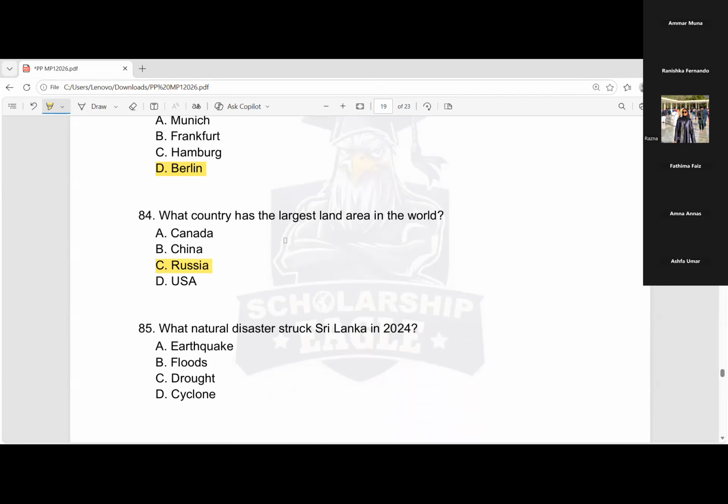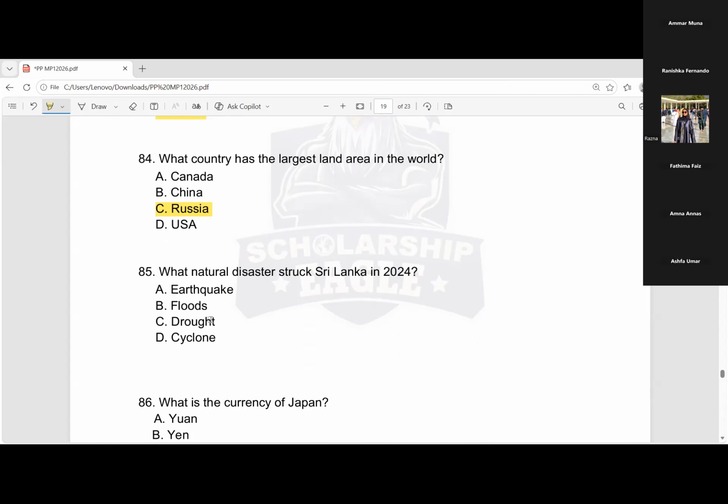You have to note that they will not only ask the largest, maybe they can ask what is the second largest and the third largest. Then you have to remember that the largest land area belongs to Russia, the second largest is Canada, the third largest is China, and the fourth is USA. What natural disaster struck Sri Lanka in 2024? In 2024, Sri Lanka experienced severe flooding caused by heavy monsoon rains. So the answer is B.